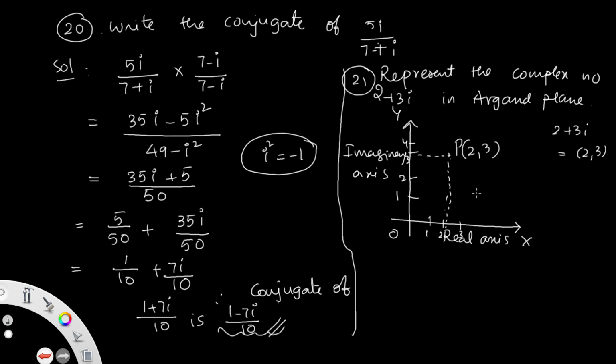So (2, 3) represents the complex number as a point: x is 2 units, y is 3 units. Just plot it so they coincide at (2, 3). Let it be the point P(2, 3). That's all. Next, question number 22.